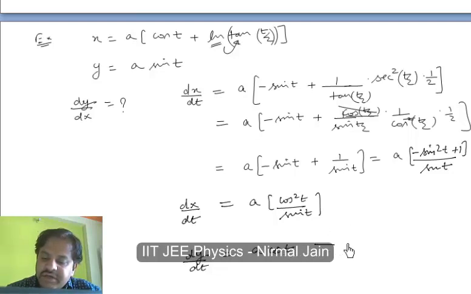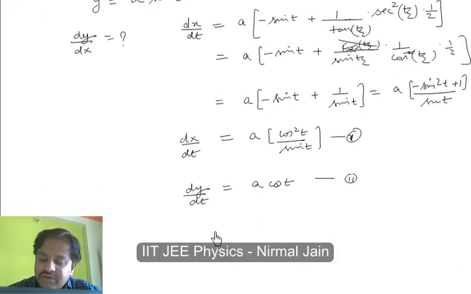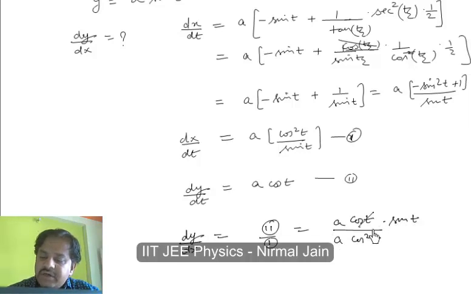Let's say this is the first equation and that is the second equation. So dy/dx is given by the second equation divided by the first equation, that is a cos t divided by a cos square t / sin t. So what we get here is tan t as the final answer.